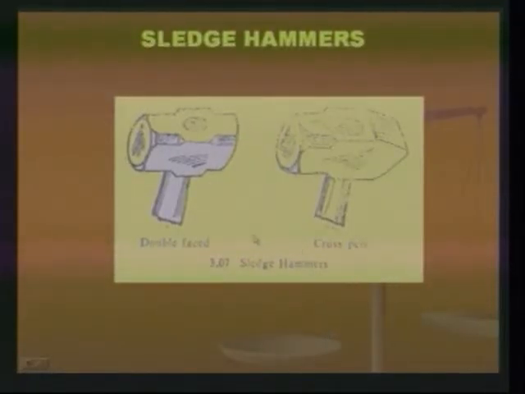The next figure shows the sledgehammer, which is mainly used for heavy work. The sledgehammer is double faced, and the cross peen one is used for bending and other applications. Generally the sledgehammers are specified by their weight, expressed in kgs.